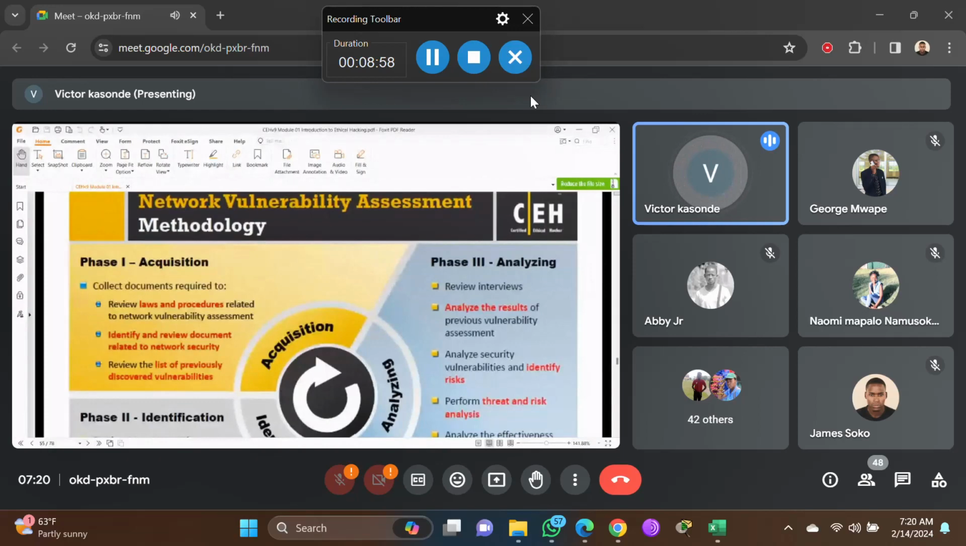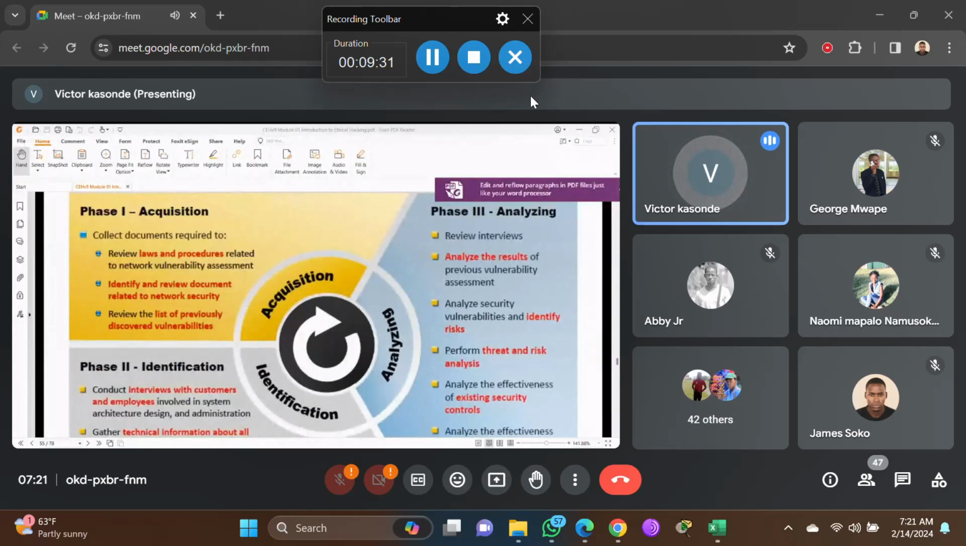Network vulnerability assessment methodology. Phase one, acquisition: collect the documents required. Review laws and procedures related to network vulnerability. Identify and review documents related to network security. Review the list of previously discovered vulnerabilities. Ensure that you do that, because it's very, very important.